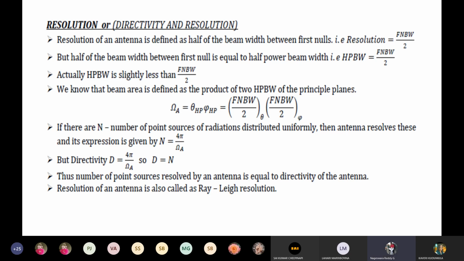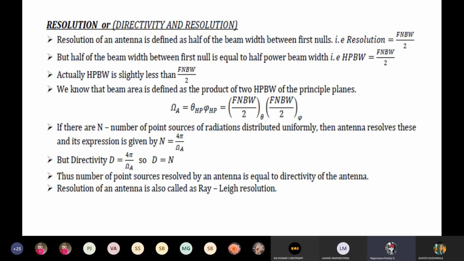We know that in yesterday's class I explained that beam area is defined as the product of half power beam widths of the principal planes. That is the beam area theta HP phi HP, that is FNBW by 2 suffix theta, FNBW by 2 suffix phi. So the beam area is defined as the half power beam width of the E plane and the half power beam width of the H plane. The electric field plane is the E plane, and the H plane.